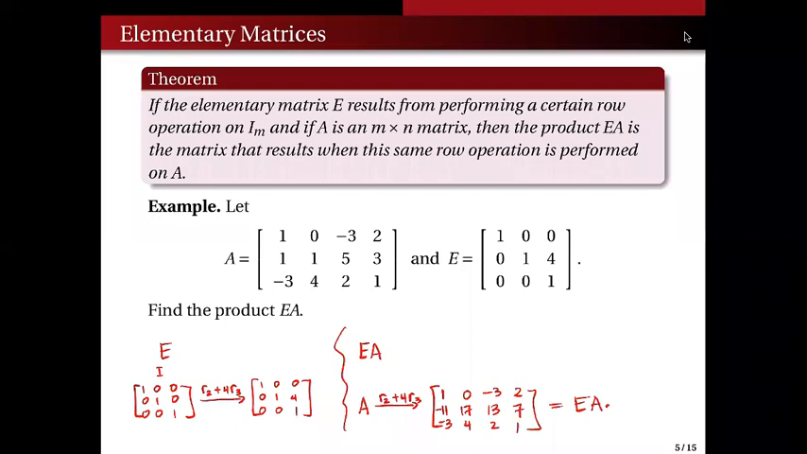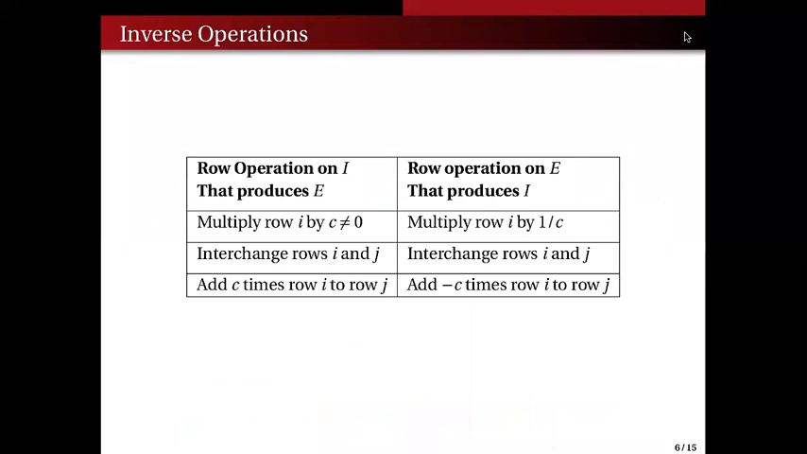So, we've seen our elementary row operations and also the inverse processes. Multiply row I by C, which is non-zero; the inverse process is multiply row I by 1 over C. You interchange rows I and J; the inverse process is the same. You add C times row I to row J; the inverse process is you add negative C times row I to row J.